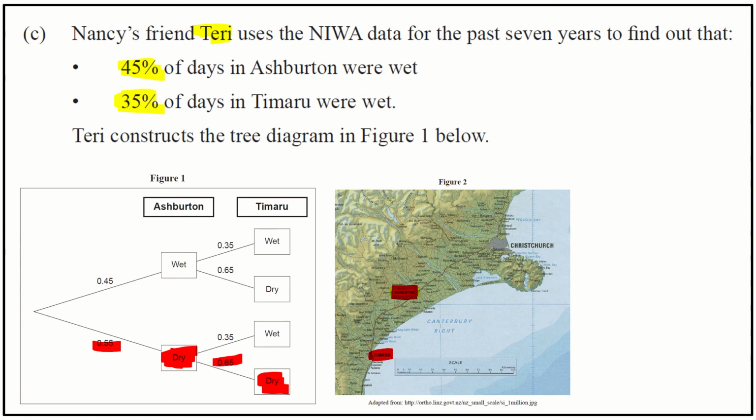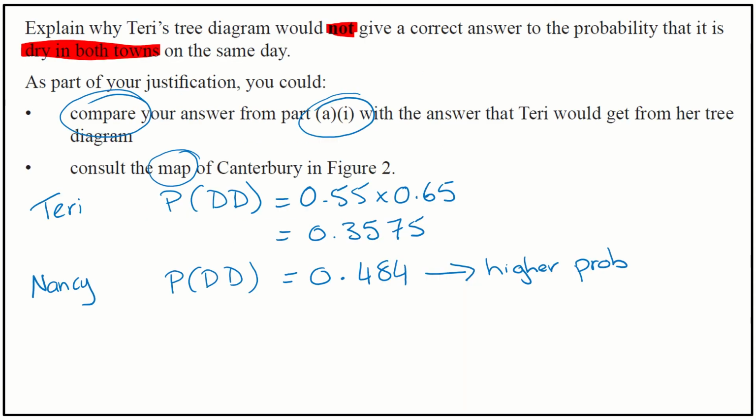If we look at that map, as we said before, these towns are reasonably close together. So I would expect that if one town is dry, the other town would have a higher chance of being dry because it's close by. Whereas if we had a town that was a long way away, I wouldn't expect them to necessarily have any effect. But nearby, I would expect the weather to be similar in both. So that's the note we want to make.